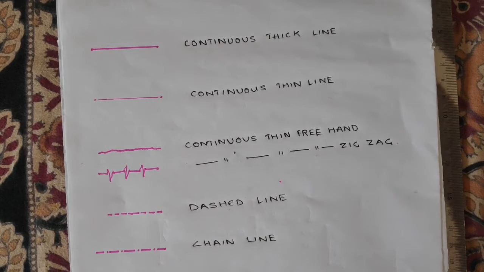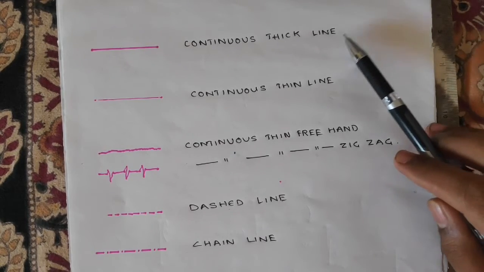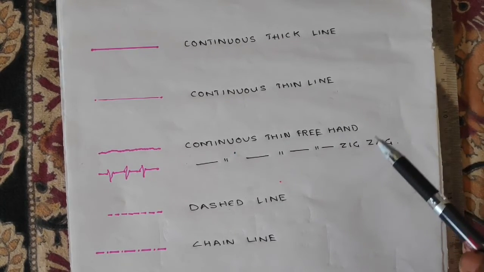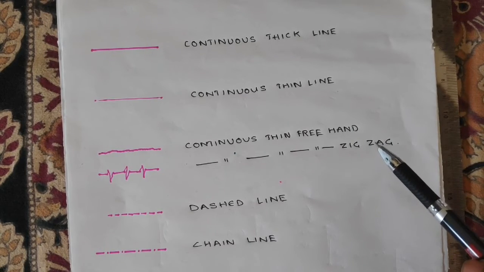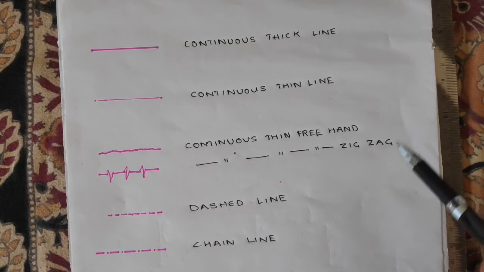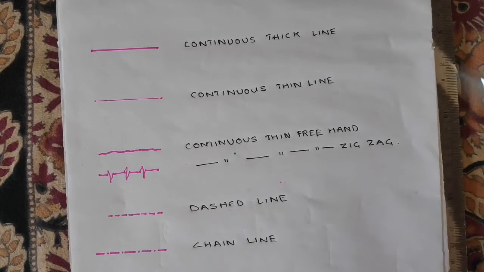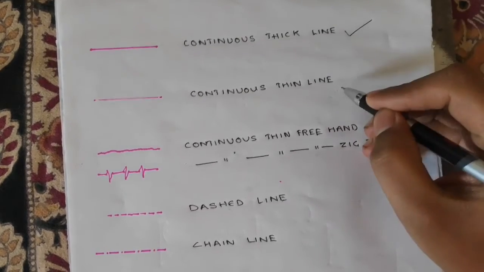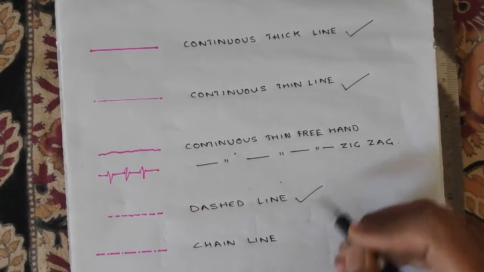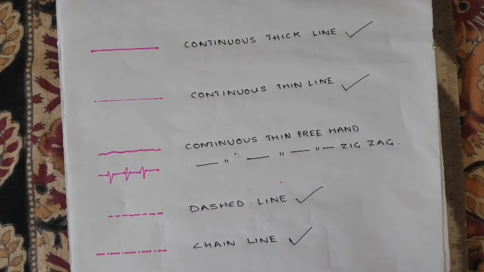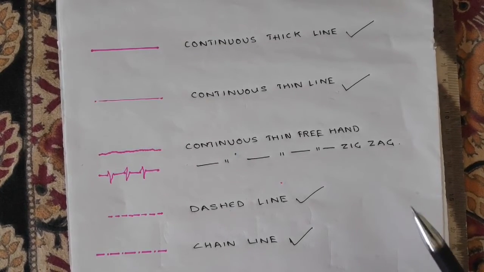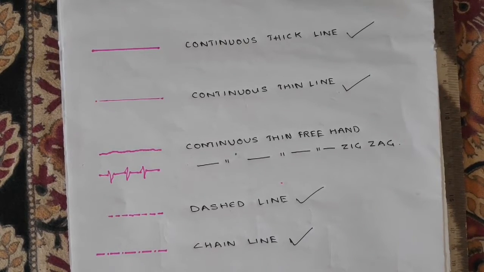In our engineering drawing, we will mainly focus on the continuous thick line, continuous thin line, continuous thin freehand and zigzag. These are a little bit rare cases. We will also be focusing on dashed line and chain line. So the important lines are the continuous thick line, continuous thin line, the dashed line and chain line. These four line types we will be focusing on, and I request you all to remember the applications of these line types as we will be widely using them in our forthcoming lectures.